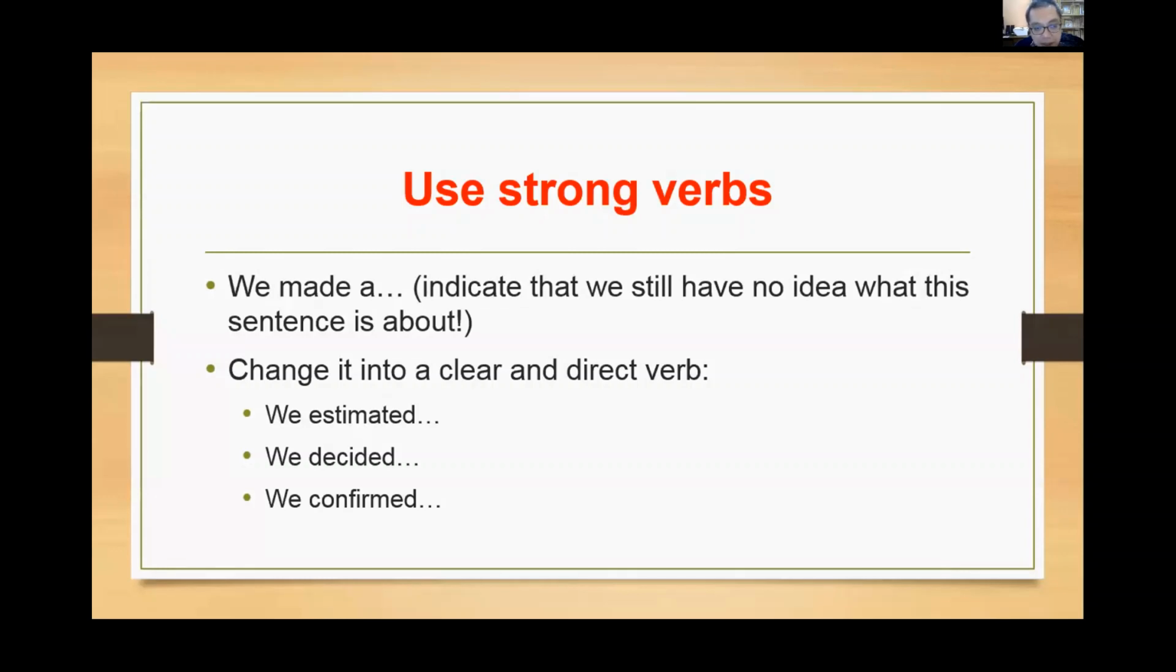Change it to something like: we estimate, we decide, we confirm. This is very direct and clear to tell people what you actually try to do, because you're trying to estimate, you try to decide, you try to confirm something. So it's a very strong word.